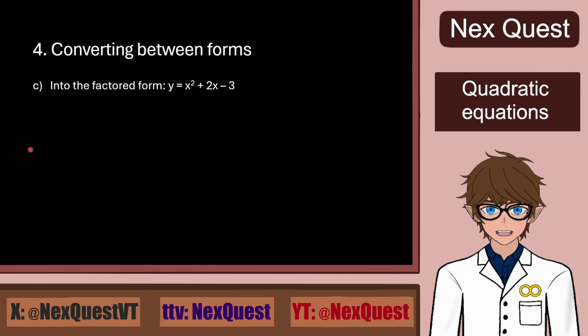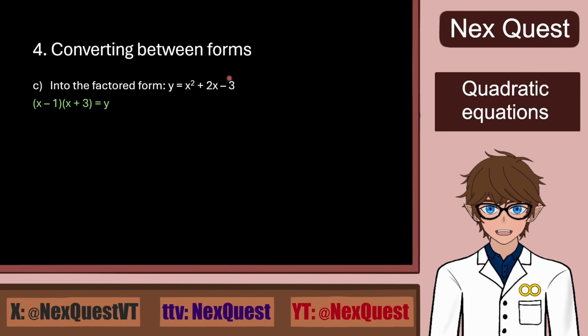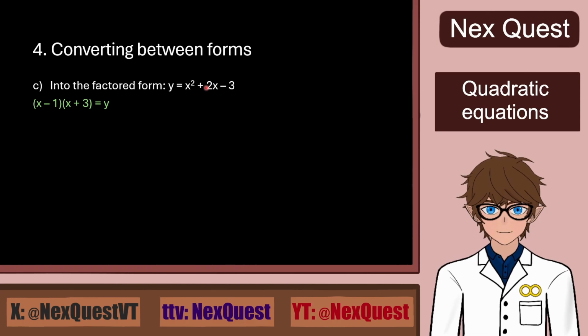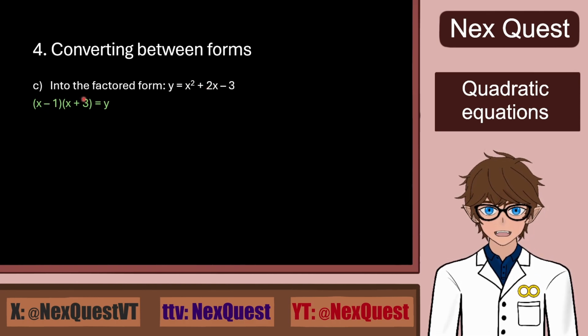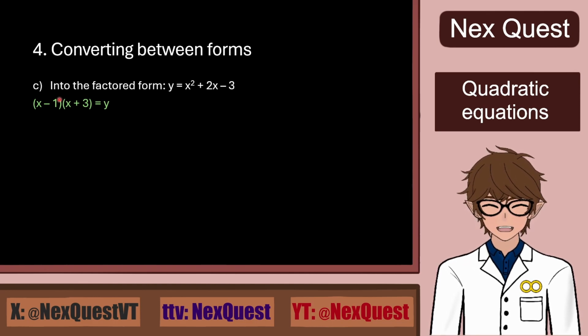Okay, into the factored form, we just have to factor it. That's simple. Minus 3 is minus a times b, and 2 is a plus b. And if you calculate it correctly, if you take away 1 from 3, you get 2. If you multiply minus 1 times 3, you get minus 3. Simple, nothing much to say.